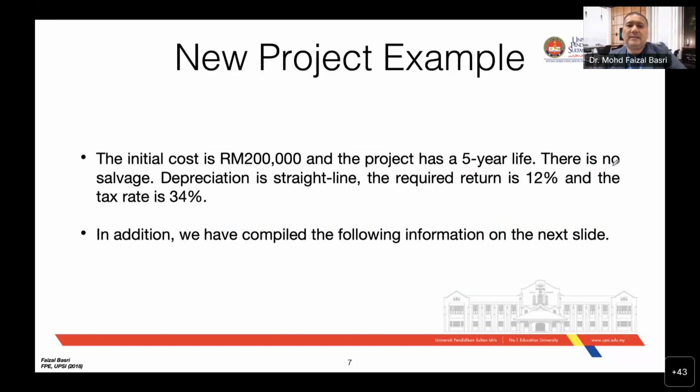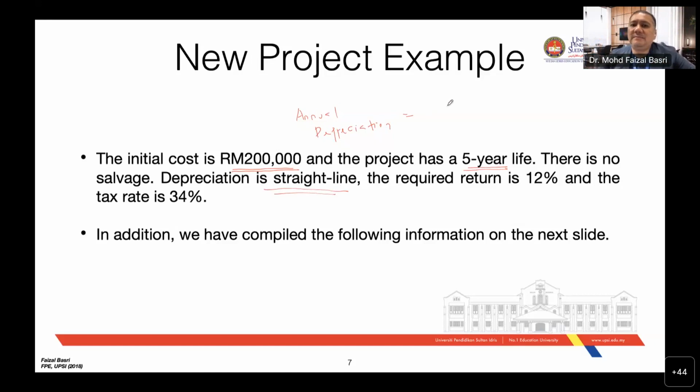So for example, there's a project that costs 200,000 ringgit and it has a 5-year life cycle. Okay, when you see these two, the initial cost with the project life, automatically you can calculate what we call annual depreciation. And usually for this case, even though from the previous video we have at least two types of depreciation method that we can use, either straight line ataupun MACRS, for this, most of the time we're going to assume that the calculation is based on the straight line method. So meaning from the initial cost, we're going to depreciate it evenly ataupun equally every year.